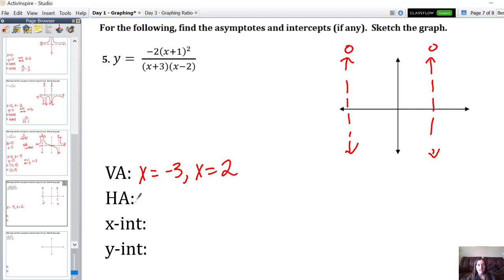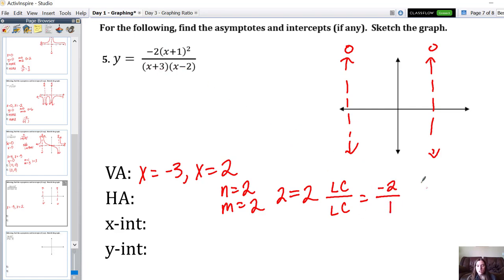For our horizontal asymptote, the degree of the numerator is 2. The degree of the denominator, 1 plus 1, is also 2. So this time, our degrees are equal. When that happens, we're going to take the leading coefficient of the top over the leading coefficient of the bottom. Our leading coefficient in our numerator is -2. The leading coefficient, if we were to put this in standard form here, would be 1. So we have a horizontal asymptote at y equal to -2.